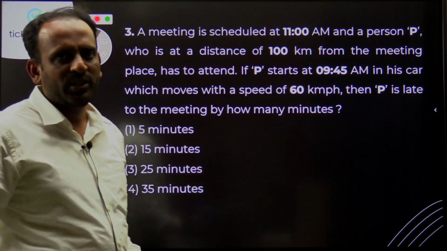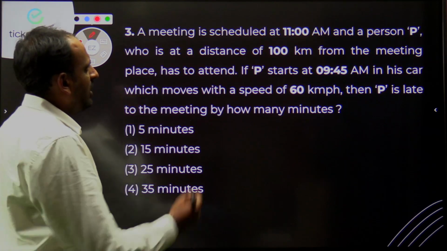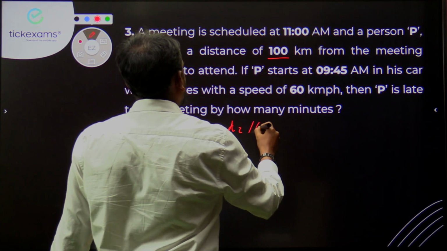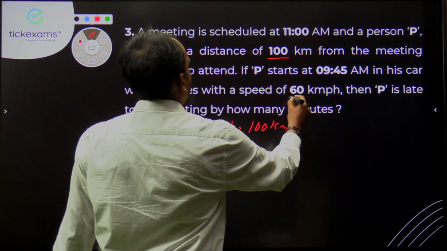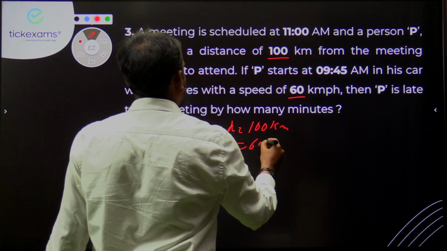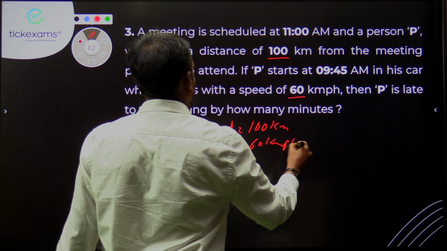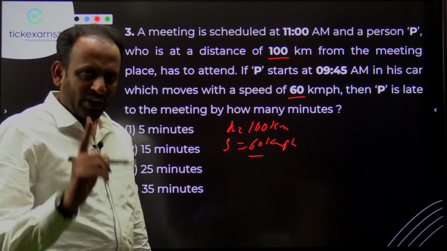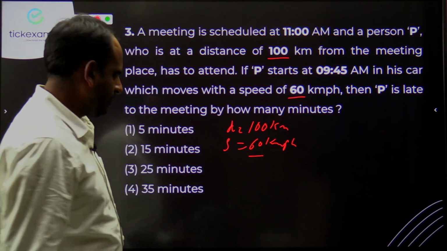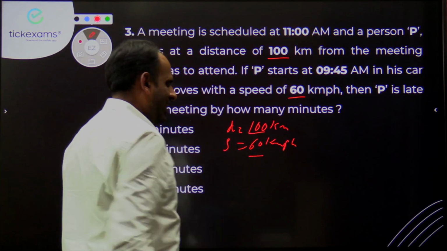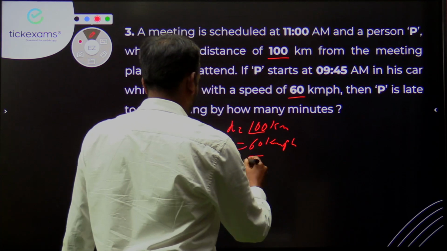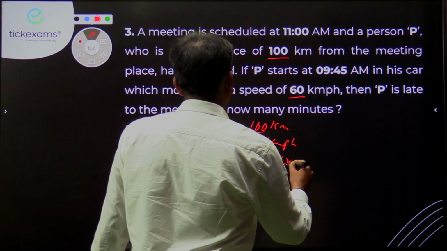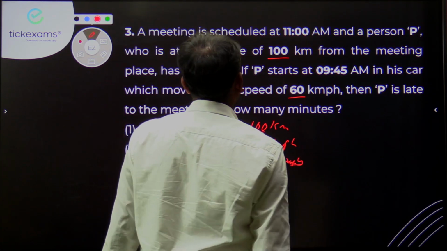No need to go into too much mathematical formula. Let us observe what distance is to be covered. The distance is 100 kilometers. The speed is 60 kilometers per hour. So if a person is traveling at 60 kilometers per hour, in 1 hour he can cover 60 kilometers. Which means to cover 100 kilometers, he needs a time of 100 minutes.